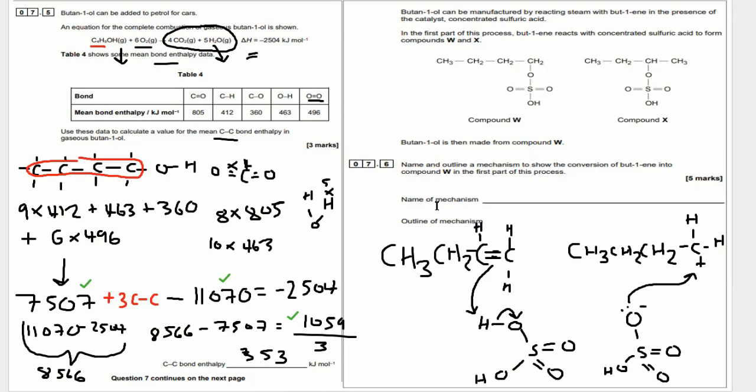And the name of this is electrophilic addition. Beautiful. 1 mark for the mechanism. 1 mark for the arrow for the double bond to the H. 1 mark for the H coming over to the O. 1 mark for your carbocation intermediate product. You need the lone pair and the minus and the arrow.